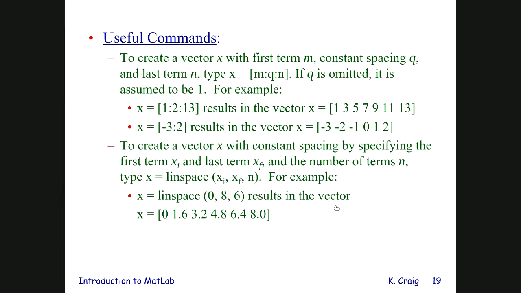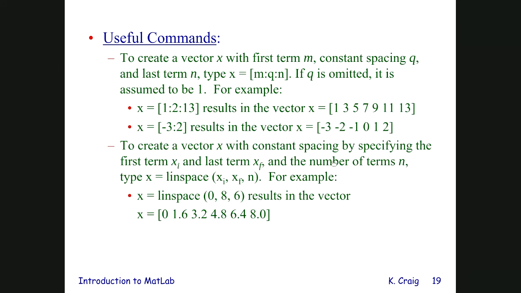And also you can use this colon operator, the two dots on top of each other. For example, x equals 1:2:13 results in a vector like 1, 3, 5, 7 to 13. So it jumps 2 by 2 in order to reach 13. And -3:2 results in a vector starting from minus 3 to 2, for example.